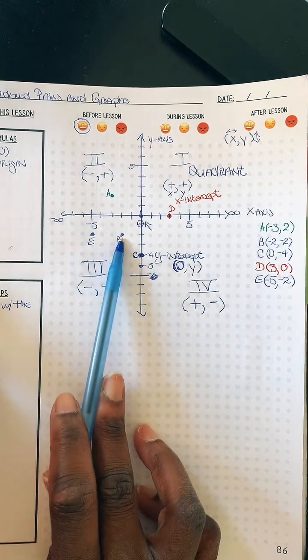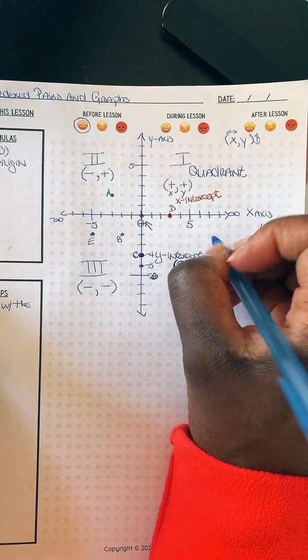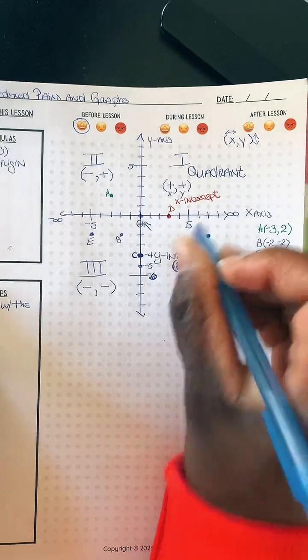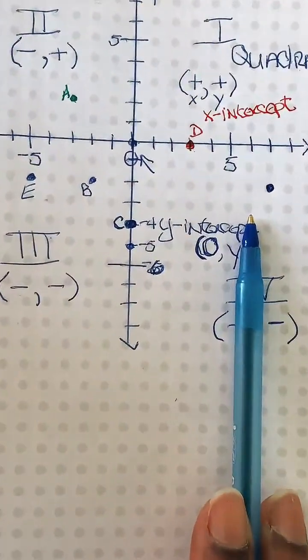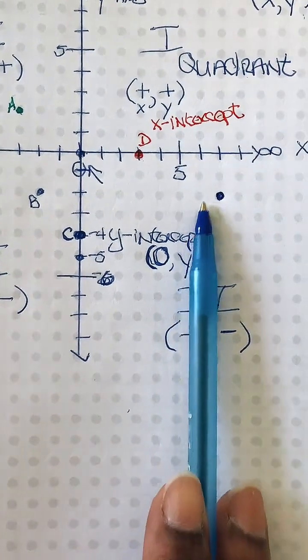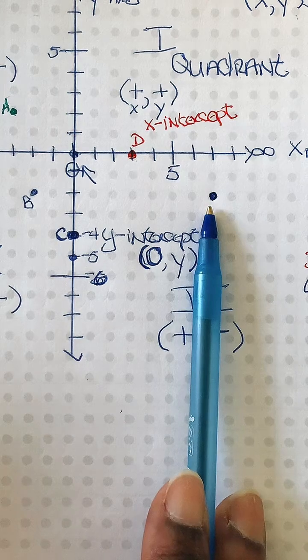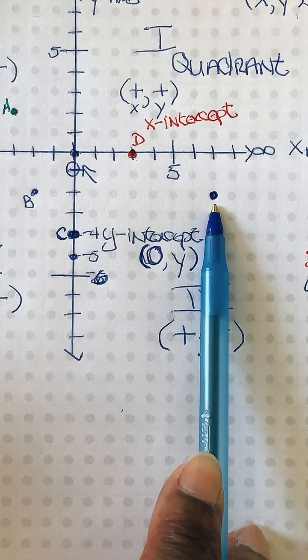Point E, point B, they're inside a quadrant. If I put a point over here, and I know it's going to be a little hard to see, so let me see if I can make it a lot bigger. So this point right here, first of all, what are the coordinates of that point? And then we're going to talk about what quadrant it's in.